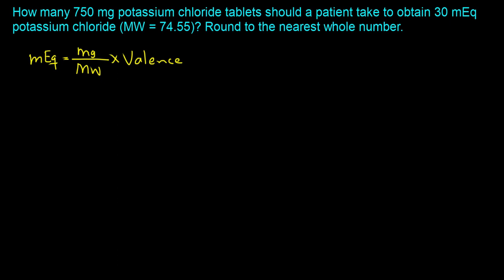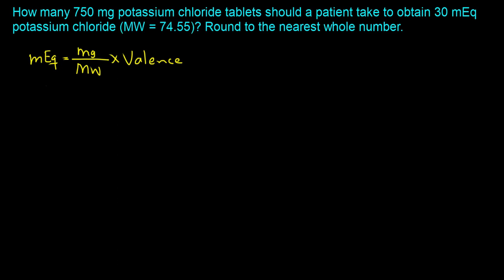So from the question, we've been given the amount of milliequivalents that the patient needs to take. So the strategy here will be to determine how many milligrams represents the 30 milliequivalents, and once we found that value, we will then divide that by the 750 milligrams which is present in each tablet. So in order to do that, we already know what the molecular weight is. It's 74.55. So our next task is to figure out what the valence of potassium chloride is.